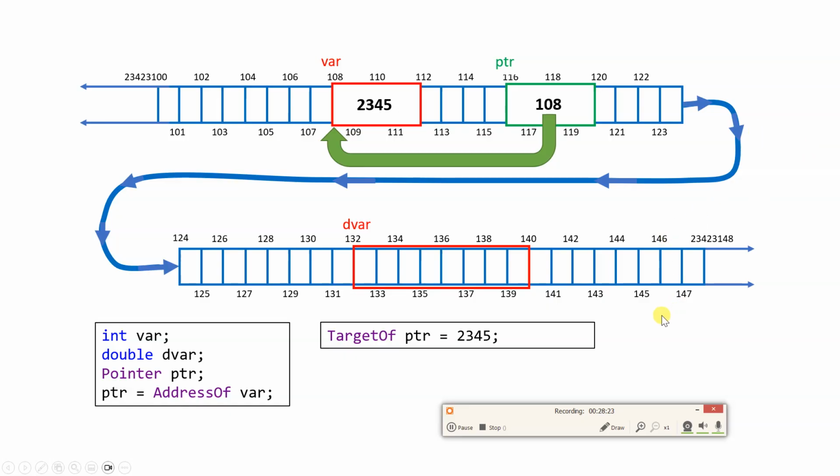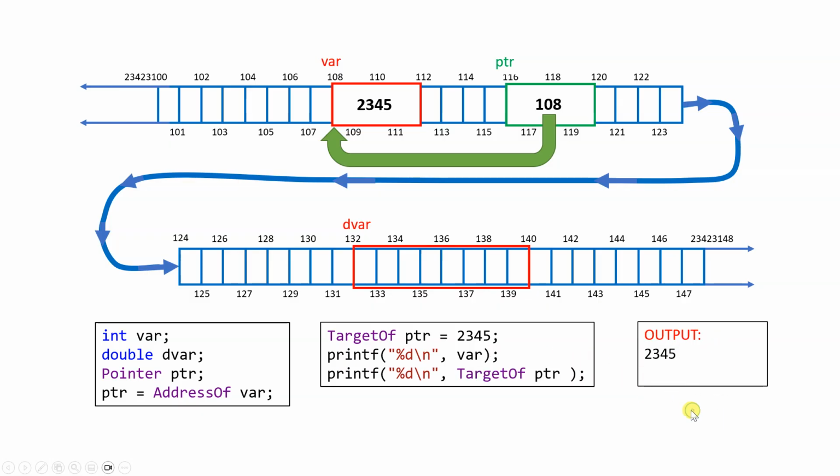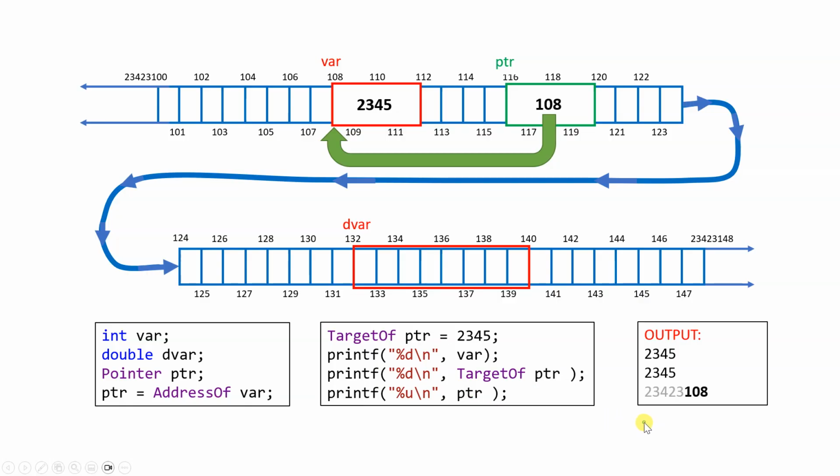So essentially, if I print the variable that I have, what's going to get printed is 2345. Look at the bottom of the page. If I print target of PTR, still 2345 is going to get printed. But if I print the PTR itself, then the address is going to get printed. What I have in PTR, which is 23432.108. Please look at these printouts and try to digest what is printed over here. See if you have any problem with it.